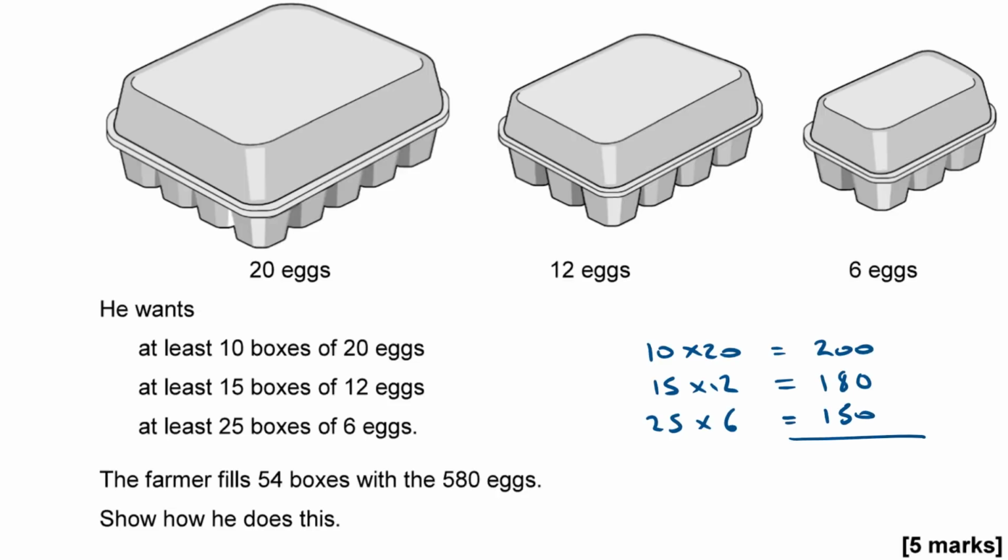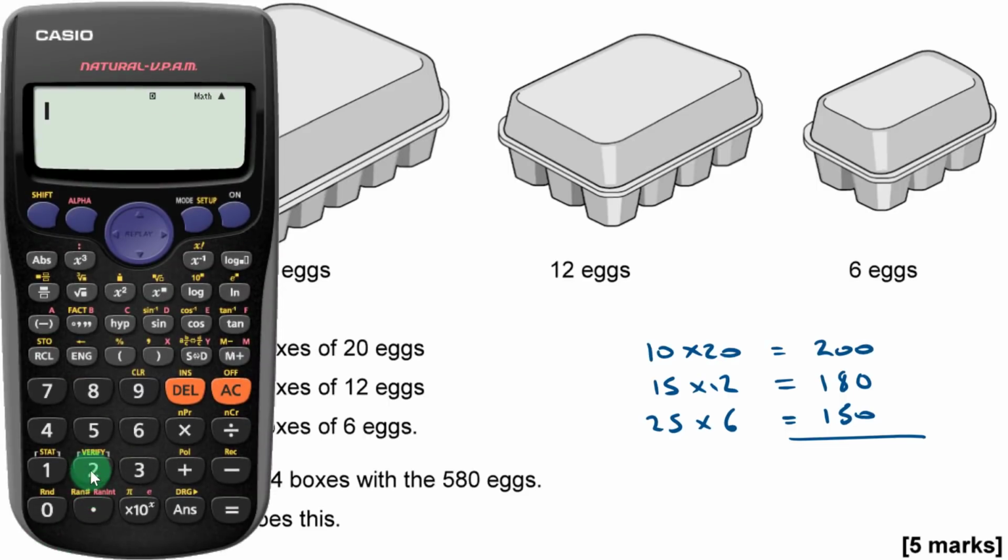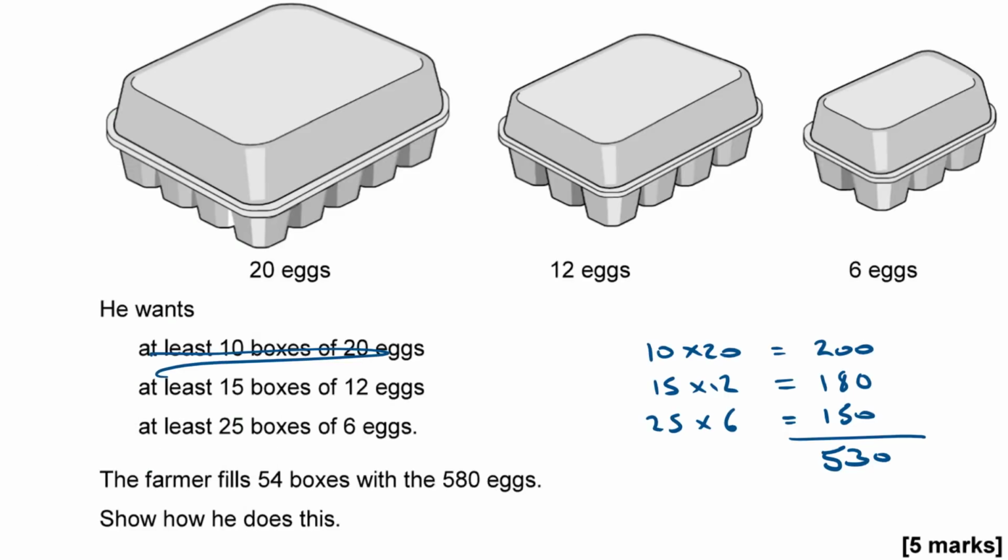So how many eggs have we already allocated on his minimum boxing requirements? So 200 added to 180 added to 150. So reaching for the calculator, 200 plus 180 plus 150, that gives me 530. So he's already put 530 eggs just doing his minimum orders. So we've dealt with all of those.